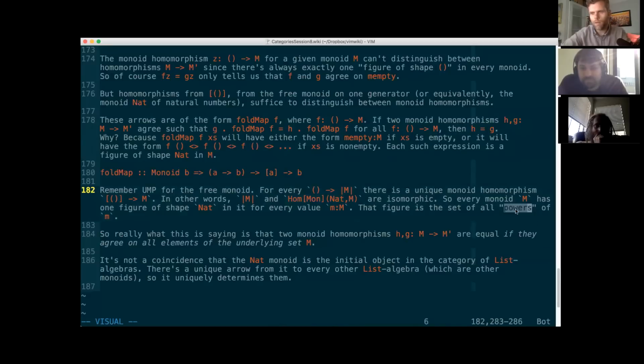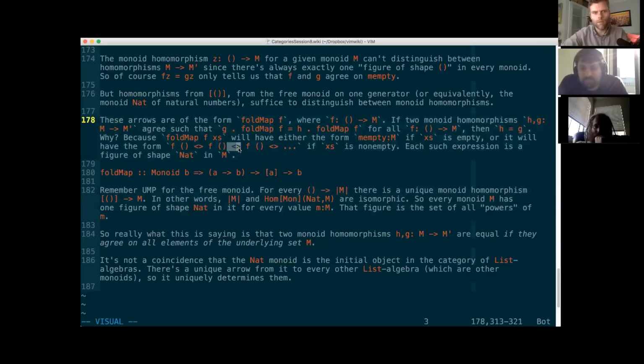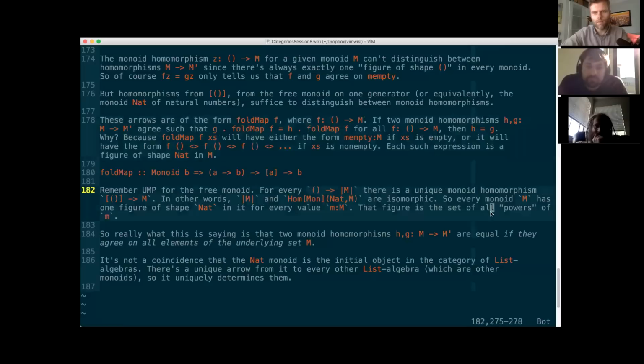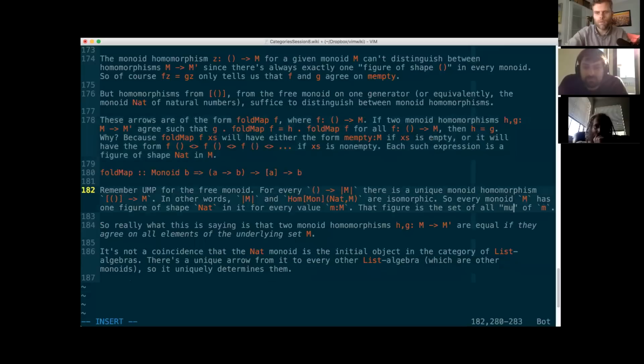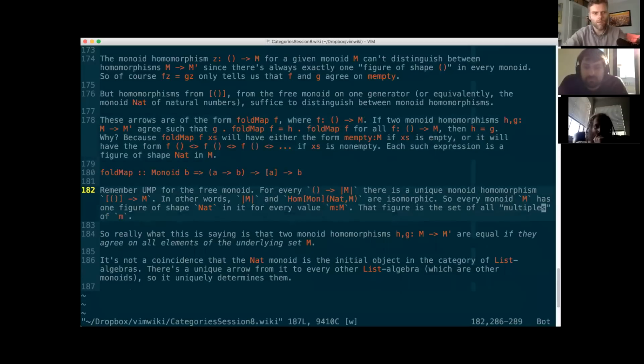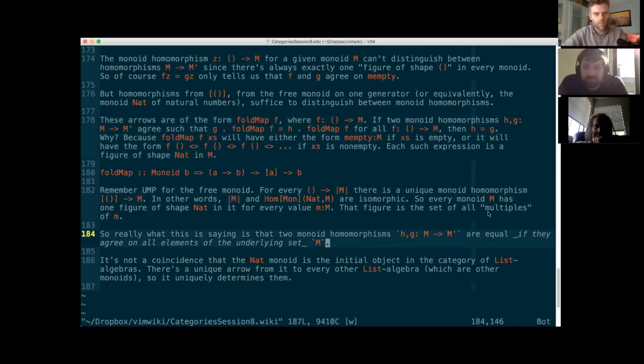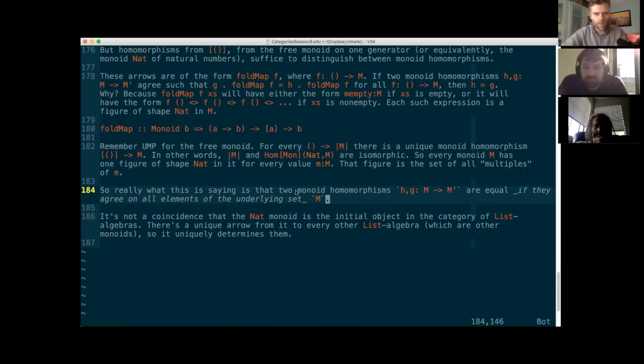I say powers here in the sense that if this is the multiplication, I should say multiples. So really what this is saying is that two monoid homomorphisms H and G from M to M prime are equal if they agree on all the elements of the underlying set M. Make sense?